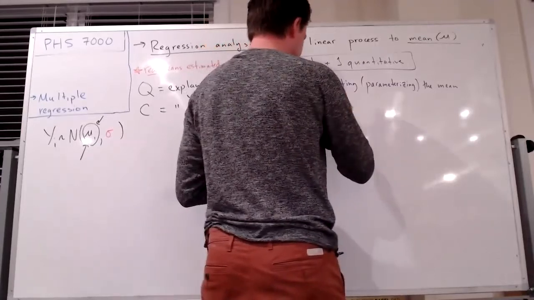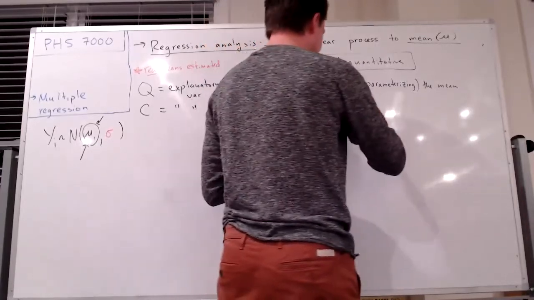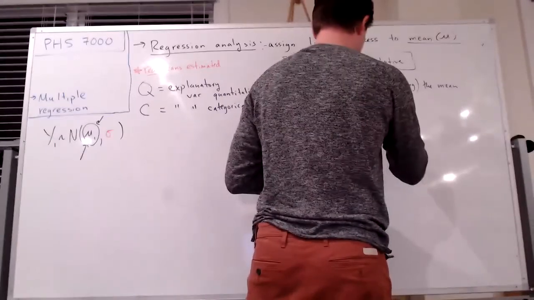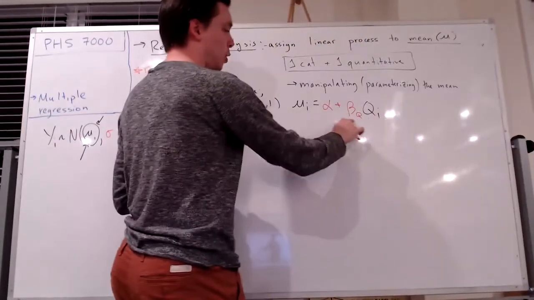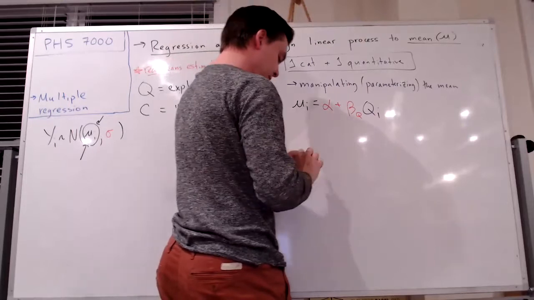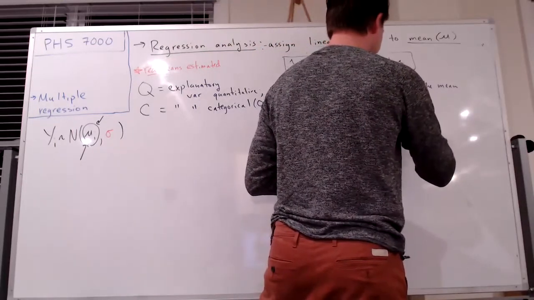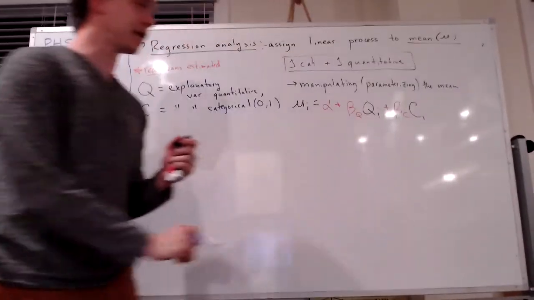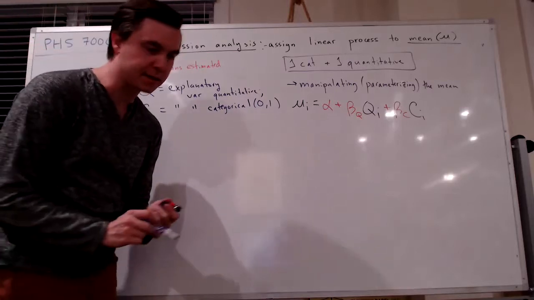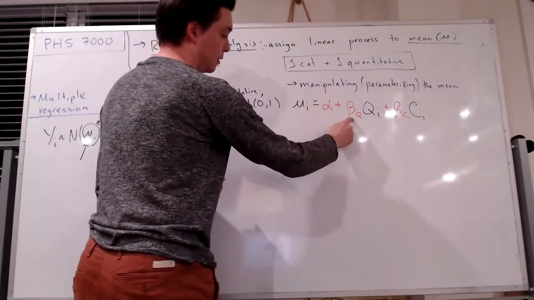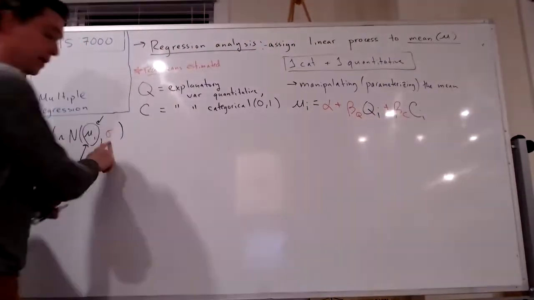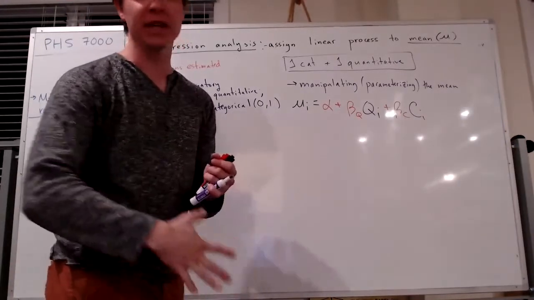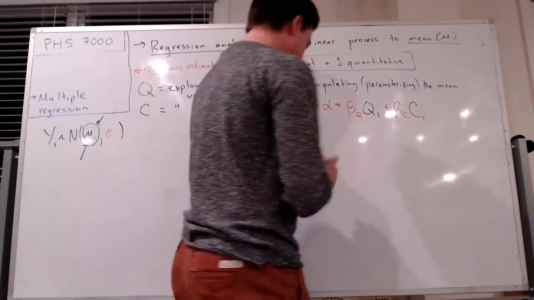I still need an intercept. To that intercept, I'm adding a beta for the quantitative. This is the coefficient for my quantitative explanatory variable. And I'm also now adding a coefficient for the categorical variable times the categorical variable. So now my regression model has intercept, coefficient for the quantitative, coefficient for the categorical, and the sigma. I have 4 things that have to be estimated. So I need at least 5 data points, but hopefully a lot more than 5 to fit this model.